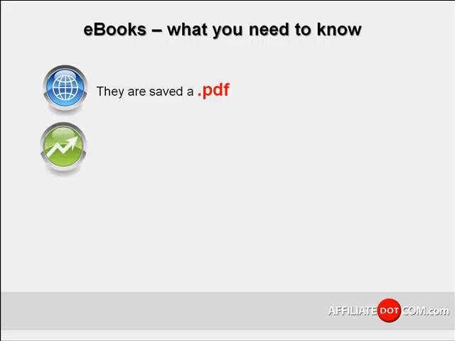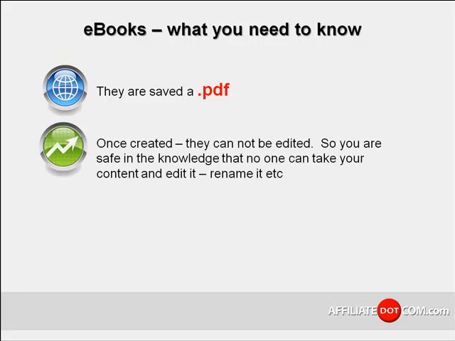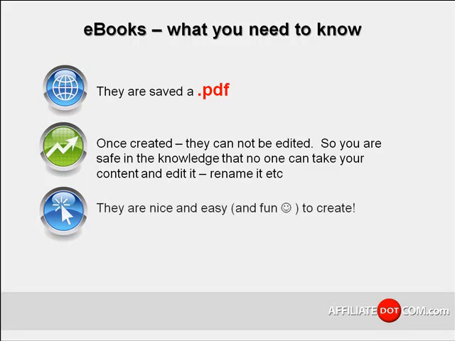Just a few things you need to know about ebooks, by the way. An ebook is known as a PDF. You probably know this. In a moment we will create an ebook and we will save it on your computer at home, and it will be called, whatever we decide to call it, .pdf. Okay, so all ebooks are saved as a PDF. Another great thing about ebooks is once they are created, they can't be edited. Unlike, let's say, a Word document that somebody could copy and paste and edit and change around, you can't do that with an ebook. So you're safe in the knowledge that nobody can take your information and edit it and rename it, etc., etc., etc. And also, they are nice and easy and fun to create.